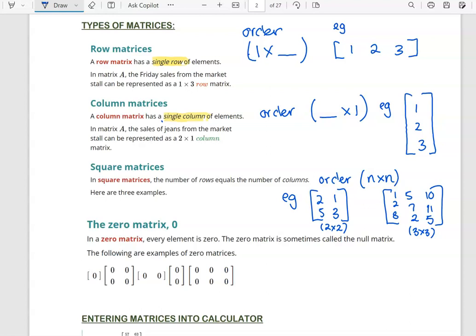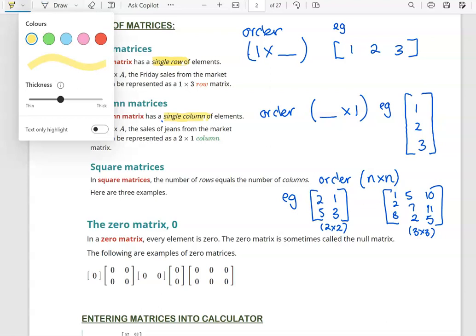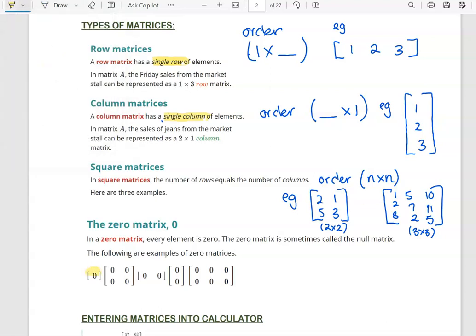So let's practice writing underneath these ones what the orders are so we can remember. If you look at this first one here, what's the order of that one? How many rows has it got? And how many columns has it got? It's got one column. So it's a 1 by 1. What's another name for that one? It's a square. Good. What about this next one? How many rows has it got?